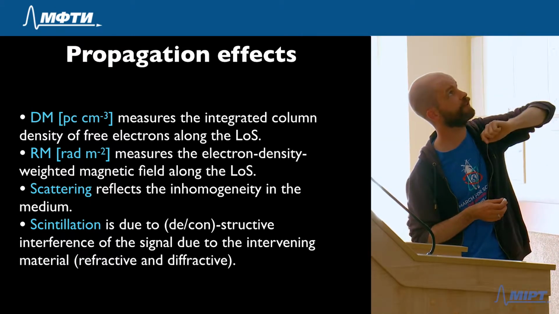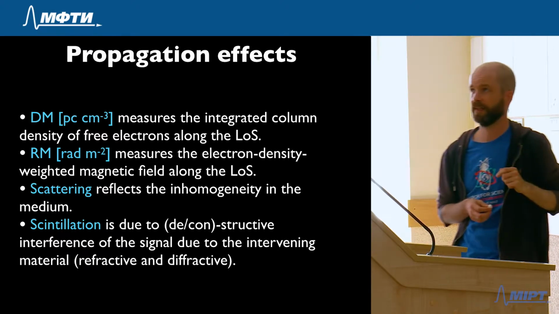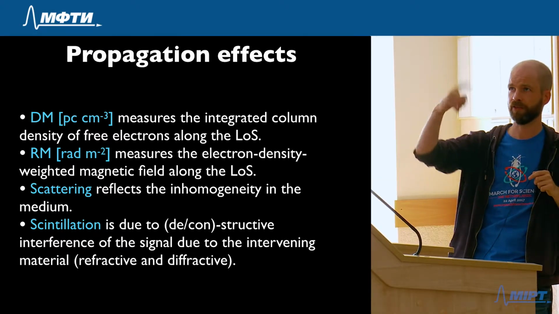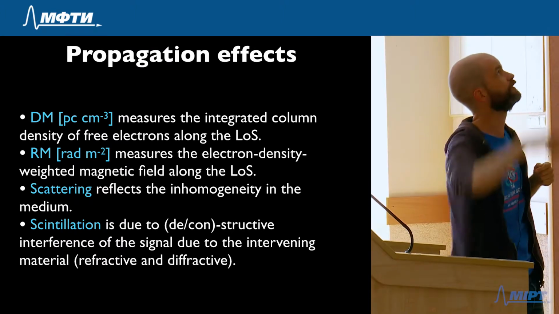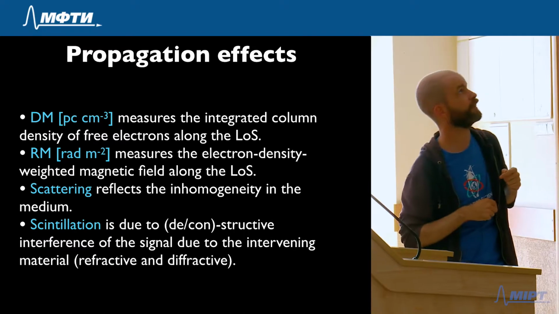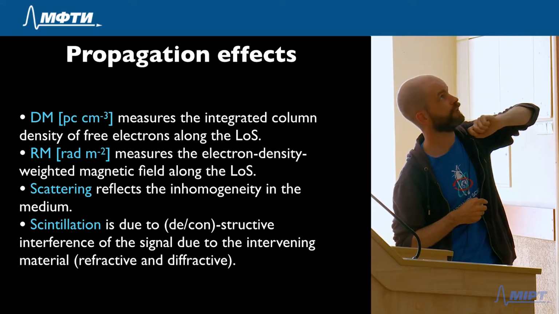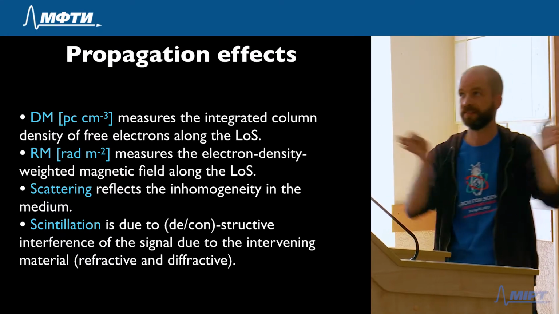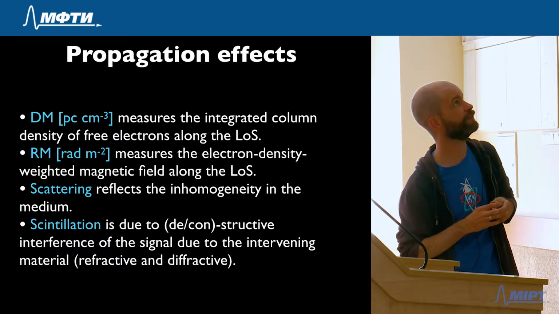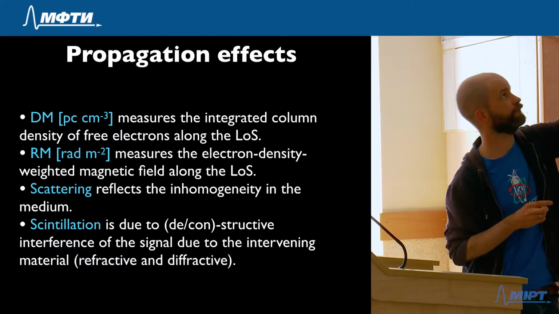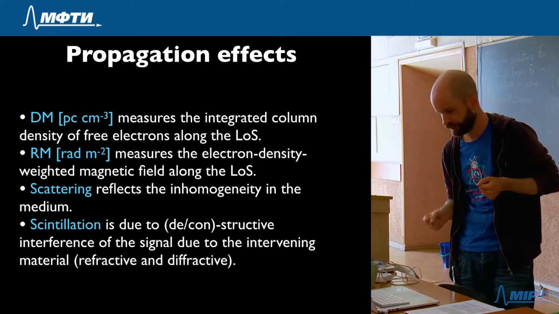The rotation measure is measuring the electron density weighted magnetic field along the line of sight. That's in radians per square meter. So you can essentially measure how quickly the polarization angle is changing as it's propagating through this magnetic field. Scattering. This also reflects inhomogeneity in the medium, and it's a multi-path propagation effect. And then scintillation, as I just said, is due to destructive and constructive interference due to refractive and diffractive effects.